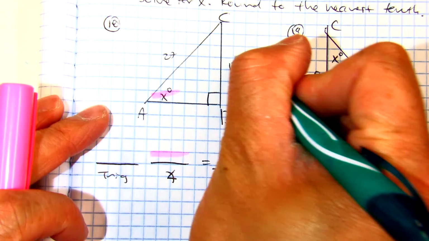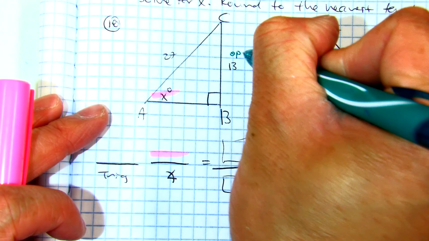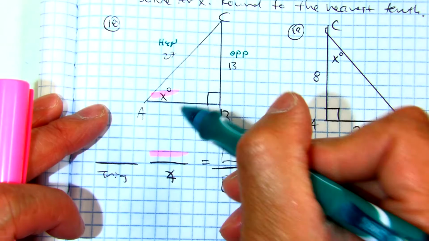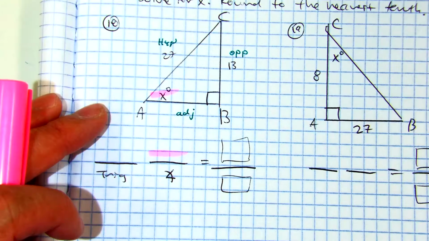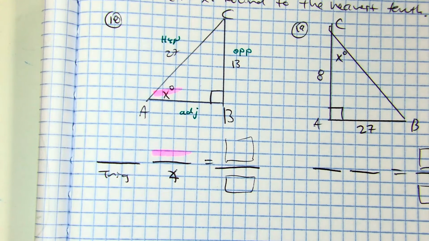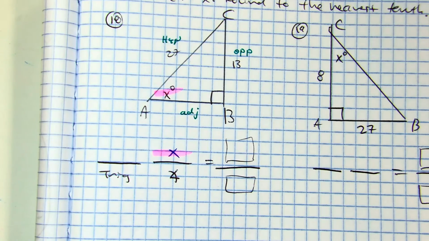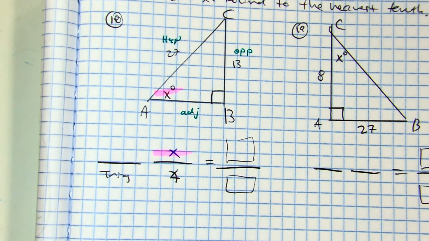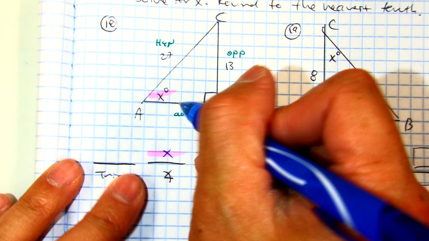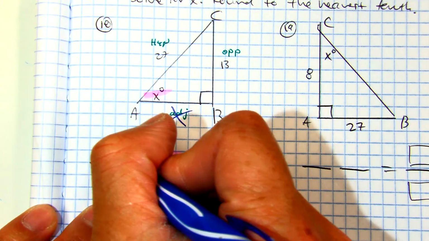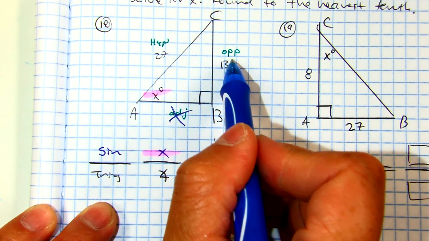This one is opposite. That's the hypotenuse. And this one? Adjacent. Partner A, tell partner B, which one do we not need and which trig function is it? Sophie, which one do we not need? And that leads us to which trig function? Sine. Yep. Sine is the opposite over the hypotenuse.